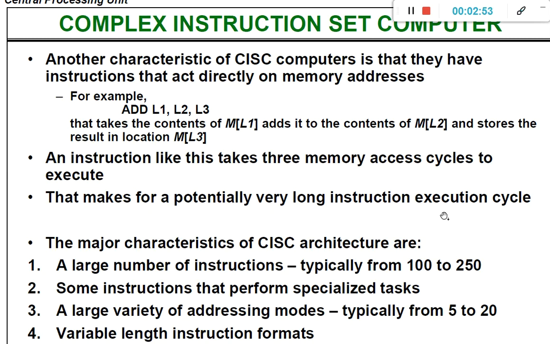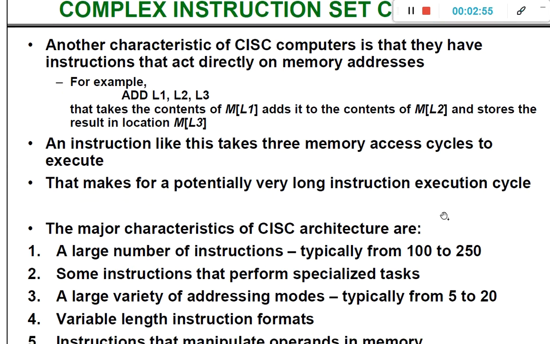So coming to the characteristics of the CISC architecture, as we have seen, it will have direct implementations for the high level language code such as ADD L1, L2, L3, which is going to perform the operations directly from the memory locations. However, to implement such operations we need several memory cycles. Here we can see an instruction like this takes 3 memory access cycles to execute.